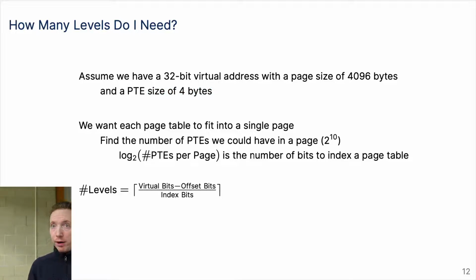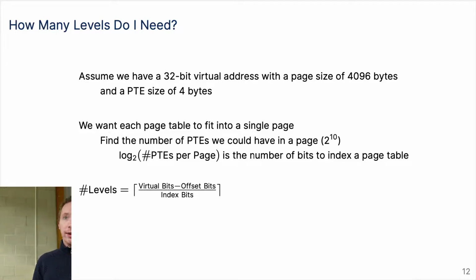Again, we want all of our page tables to fit exactly on a page. So in this case, we can fit 2 to the 10 page table entries on a page. Each page is 2 to the 12, and now the page table entry is 2 to the 2 instead of 2 to the 3. So we can fit 2 to the 10 entries now. The number of bits you need to index into the page is just log 2 of the number of page table entries per page, which would be 10.